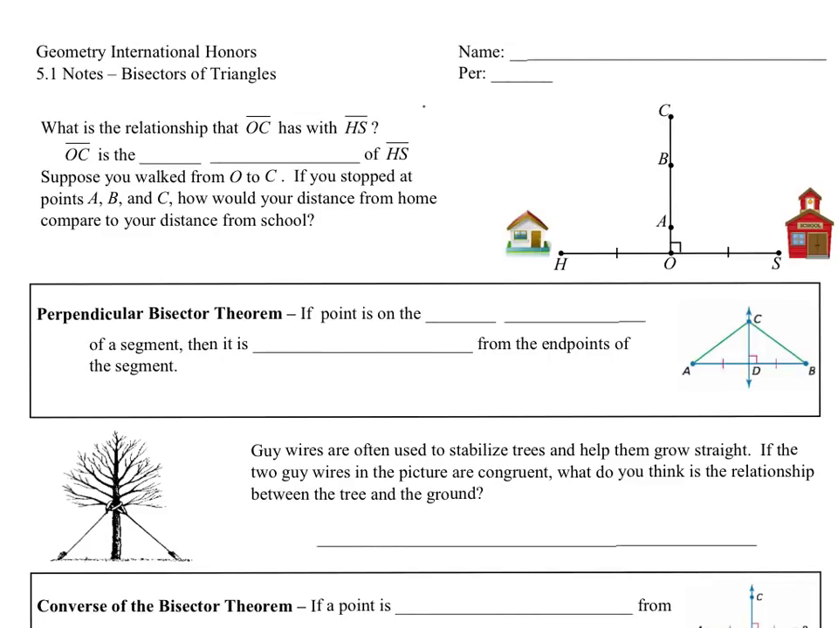Hello, geometry students. Welcome to our 5.1 notes, bisectors of triangles. So the first thing I want you to look at is this diagram, and I have a question. What is the relationship between segment OC and segment HS? So here's OC and here's HS.